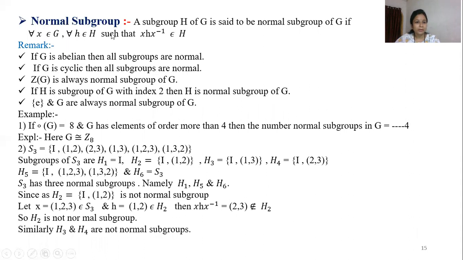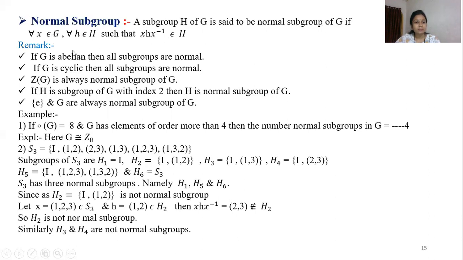Now we will go to the next point, normal subgroup. We say that a subgroup is a normal subgroup of G if it satisfies this condition: for every element X belongs to G, for every element H belongs to H, X H X inverse always belongs to the subgroup H. This X belongs to G, X inverse also belongs to G, because G is a group by the property of inverse, and H is a member of H. This property should hold for each and every element of G and H. If any subgroup satisfies this property, we say that this subgroup is a normal subgroup of G.